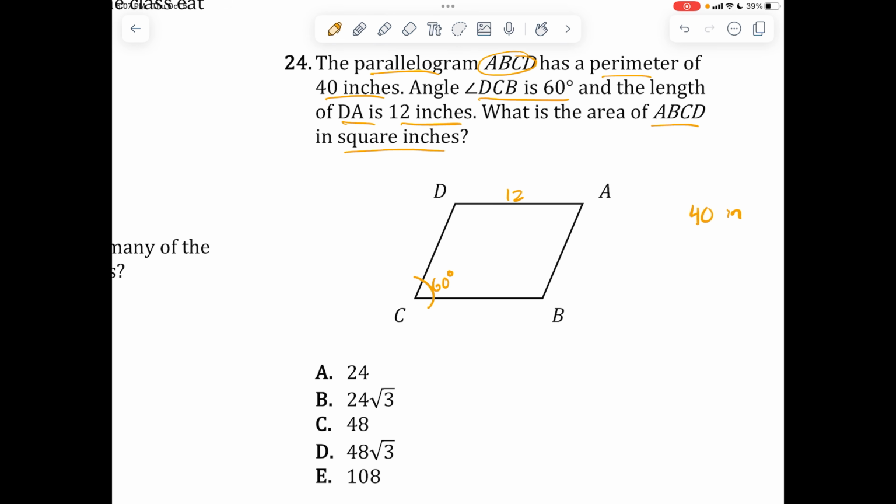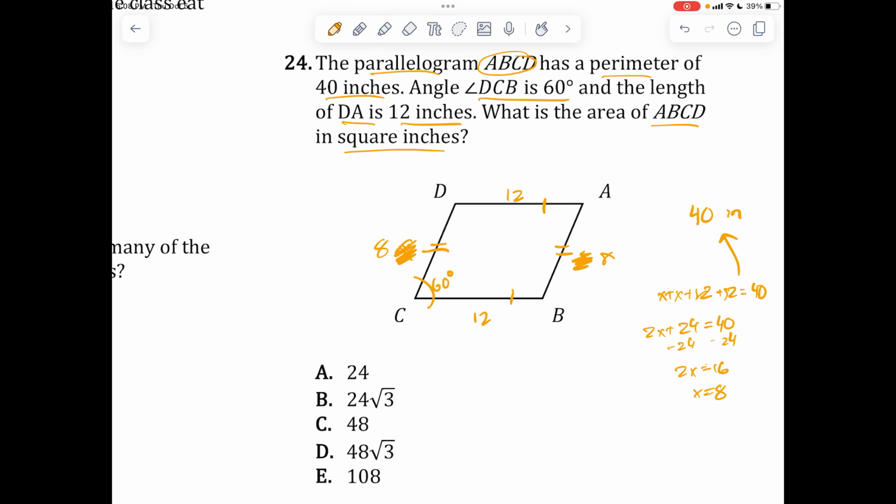Secondly, we should remember that a parallelogram is just 2 sets of parallel sides. These are parallel, as they look. Given that they're parallel, the opposite sides are also equal. So this is also going to be 12. And I know that these two are going to be the same. We'll just label them x. x plus x plus 12 plus 12 has to equal 40. That's just the perimeter if you add up all the sides. That gives you 2x plus 24 is equal to 40. Subtract 24 on both sides. 2x equals 16. x equals 8. Okay, these are both equal to 8.